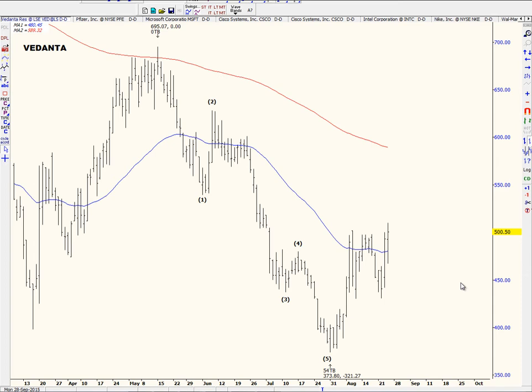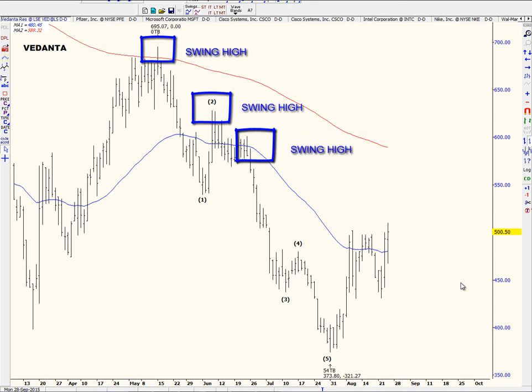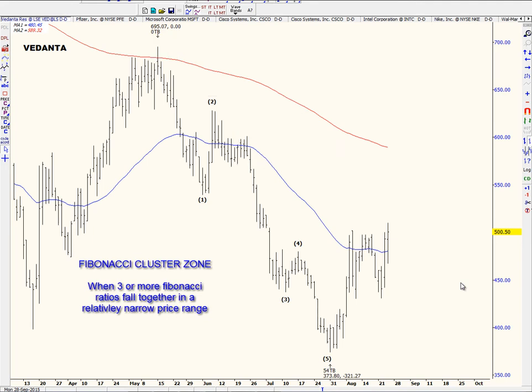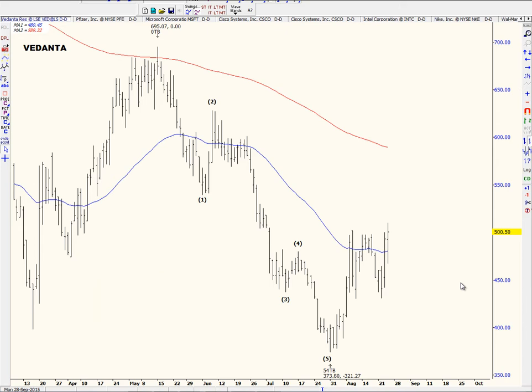What we would tend to do is apply Fibonacci ratios using multiple anchor points, or swing highs and lows, which have been identified within the dominant trend that took place prior to the correction or retracement taking place. Once this is done, we will then look for a confluence of 3 or more ratios that fall together within a relatively narrow price range. I'll say that again. We will look for a confluence of 3 or more ratios that fall together within a relatively narrow price range, and we refer to these as Fibonacci cluster zones. So what do they look like?